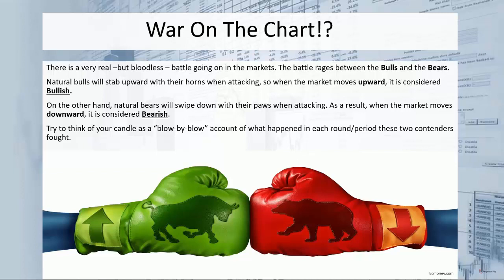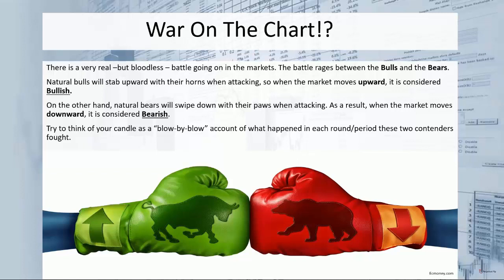When it comes to how a natural bull reacts to danger, when a natural bull attacks, it stabs upward with its horns, right? Some of you have seen the running of the bulls in Pamplona in Spain, right? When some unfortunate soul gets in front of this animal, sometimes they get gored, they get thrown through the air. Now that's a little graphic, but that's how the bull attacks, right? It stabs upward with its horns, it throws its prey upward. So just like that, when the market is being forced upward in an upward slope from left to right, that's considered to be a bullish movement or a bullish market.